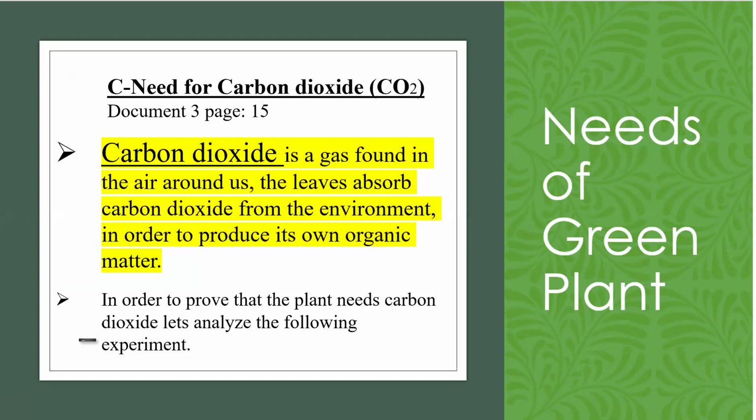So page 15, need for carbon dioxide. In document 3, we will talk about a gas called carbon dioxide that is found in air. It is around us, and the leaves absorb this carbon dioxide from the environment in order to produce their own organic matter, or their own food. So in order to prove that the plant needs carbon dioxide, let's analyze the following experiment.